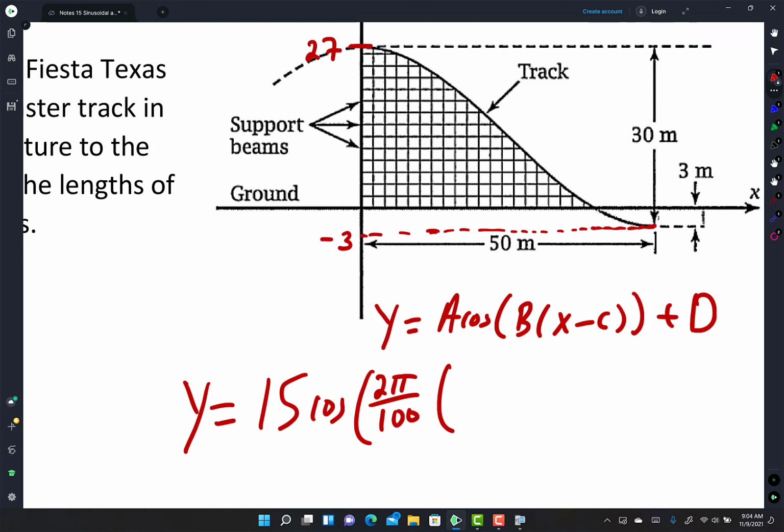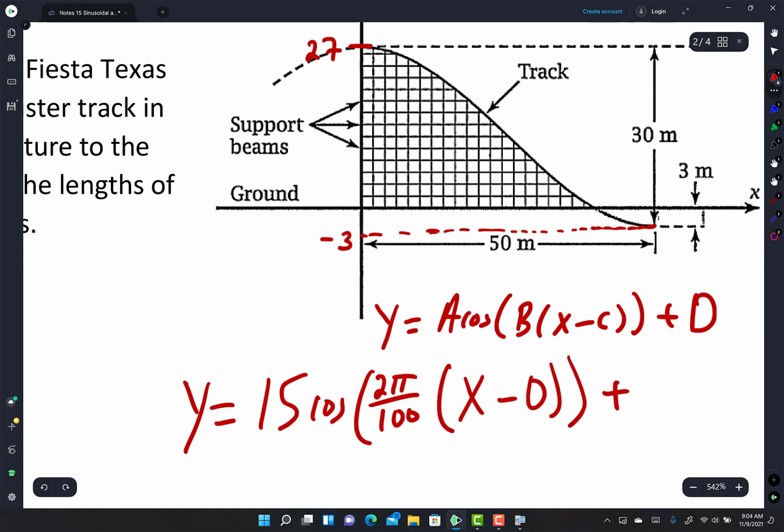What's my horizontal shift? 0? So I'm going to write x minus 0 for now, but I'll delete it in a little bit. Plus, what's the midline? 12. It doesn't matter how you do it. You can go -3 plus 15, or you can go 27 plus -3, which is 24, divided by 2 is 12. You'll get it right. Cool or not cool?